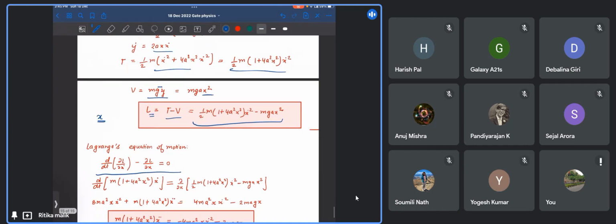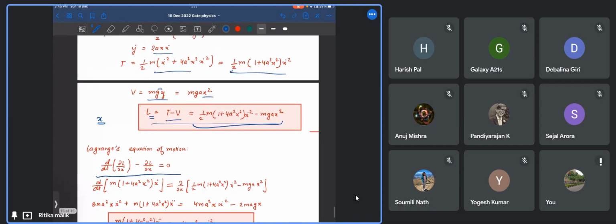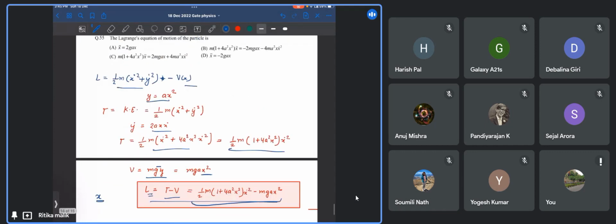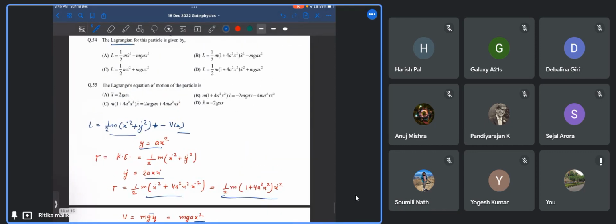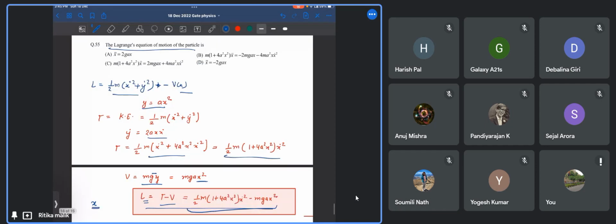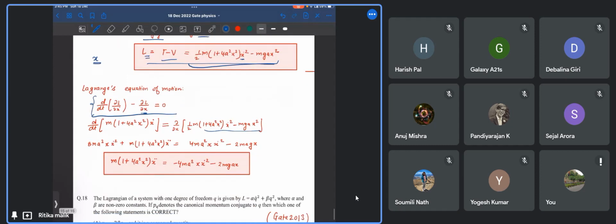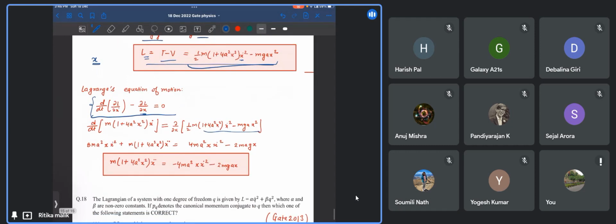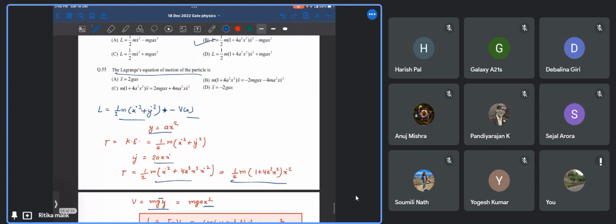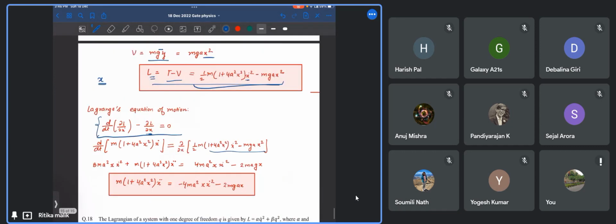So this is your potential energy. So this is your Lagrangian. And you have to calculate the Lagrange equation of motion. Differentiate with respect to x dot and differentiate with respect to x, and just put in this equation and you will get the Lagrange equation of motion. This is the correct answer. You can solve it with simple mathematical manipulation.